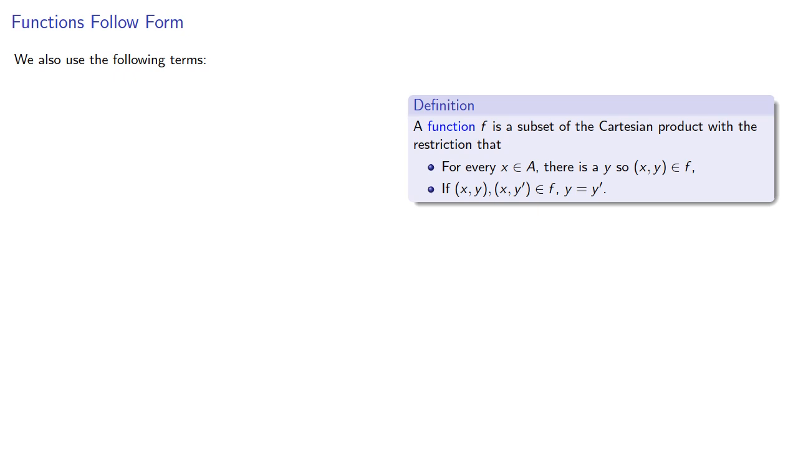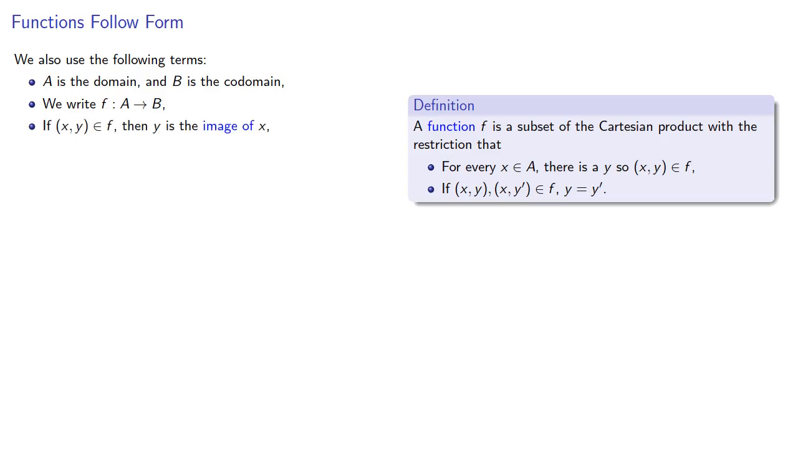We also use the following terms. A is the domain and B is the codomain. We typically write functions this way: the name of the function, the domain going to the codomain. If an ordered pair is in our function, then y is the image of x, and x is the preimage of y, and we often write f applied to x equals y.